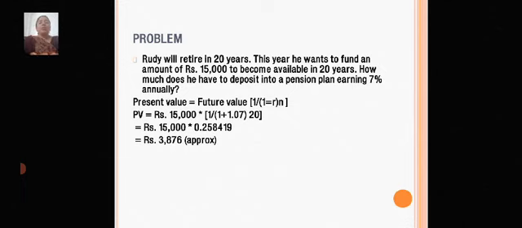Here Rudy is making the plan of what amount he has to invest to get 15,000 rupees after 20 years as per his need. This kind of decision can be taken by any investor, any shareholder, or the company, to decide whether their investment should be made or not, or what amount they have to invest to get the expected return.